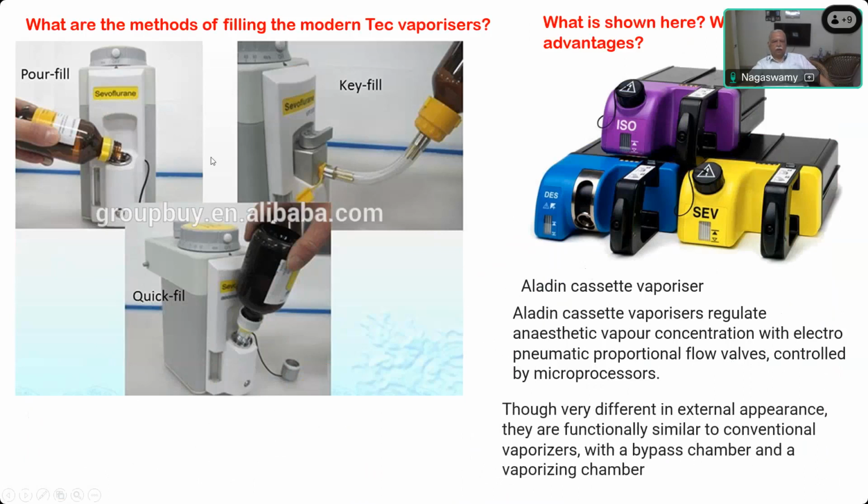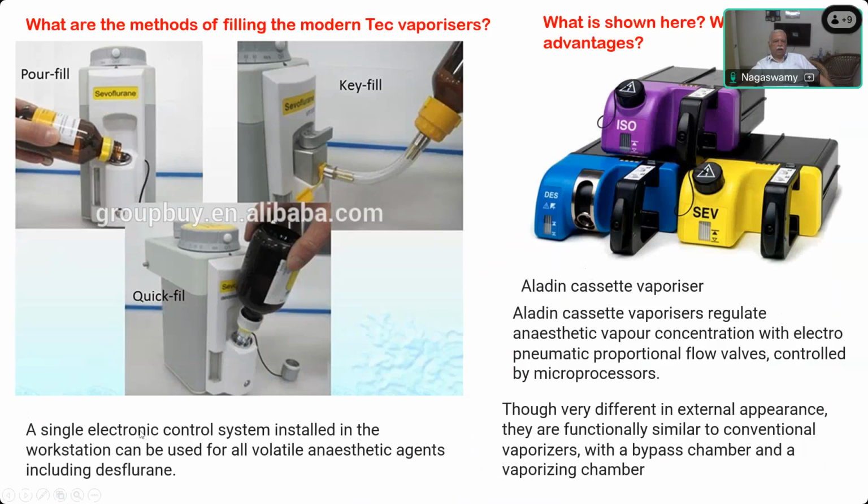So whatever method of vaporization happens here is partly there also. The variable bypass mechanism is also incorporated, and a single electronic control system installed in the main working station is used for all volatile agents, including desflurane. Okay, so that is the advantage. It's a multi-agent cassette which can be used, but the central processing unit is the main important thing for doing this.